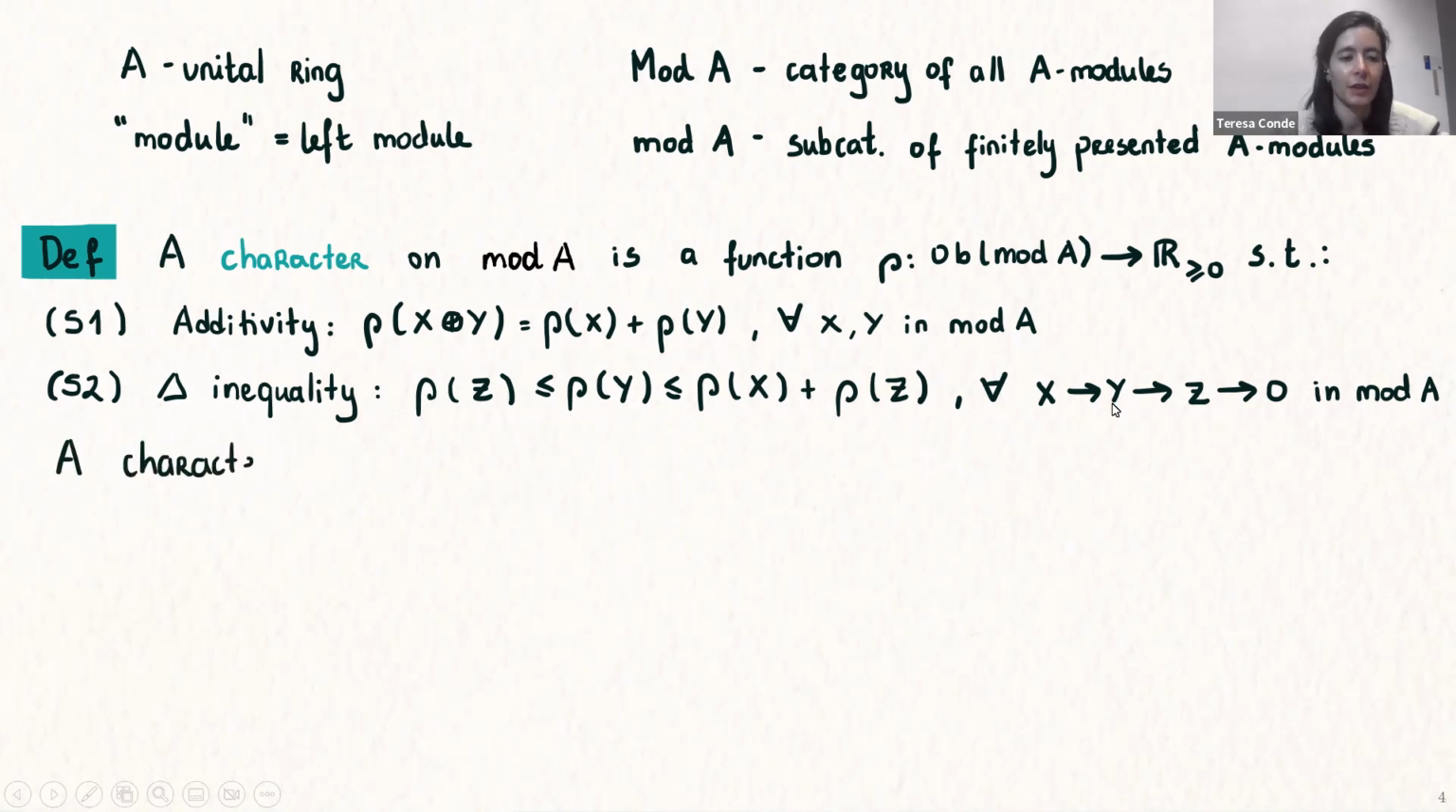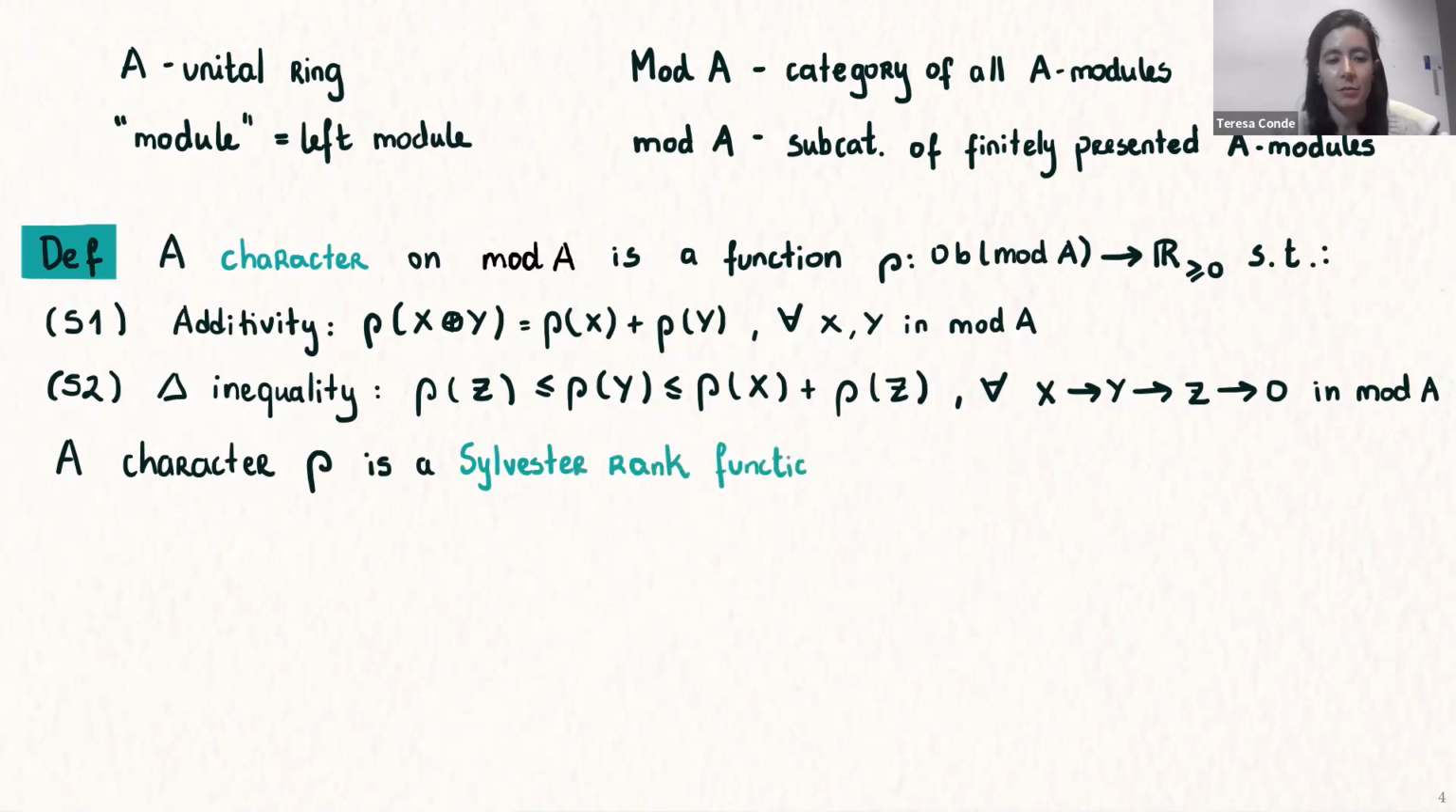And if we moreover assume that rho satisfies a normalization property, i.e. if we ask that rho of our ring A is equal to 1, then we call this character rho a Sylvester rank function. So a very easy example is if we consider A to be a field or a division ring, and if we take rho just to be the dimension, then all these axioms are very easily verified.